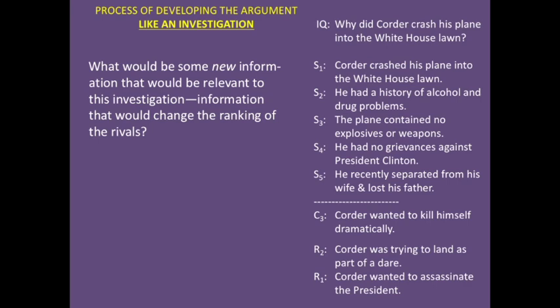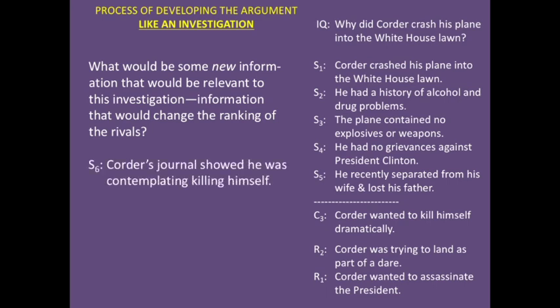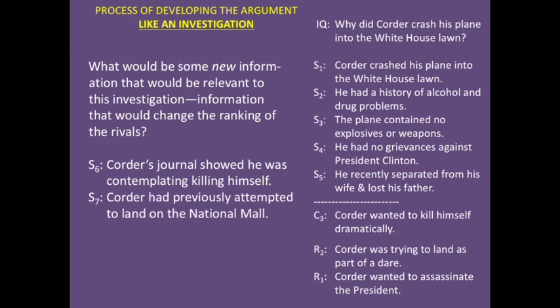Here's some examples. S6, Corder's journal showed he was contemplating killing himself. Notice that kind of information would definitely have an effect on the ranking of the rivals, and we can describe that effect. It would move C3 still farther up in the ranking of the rivals. S7, Corder had previously attempted to land on the National Mall. So if Corder has a history of trying to land near famous national monuments, that might cause us to add a new rival to the list, or maybe that would just push R2 up in the ranking of the rivals.